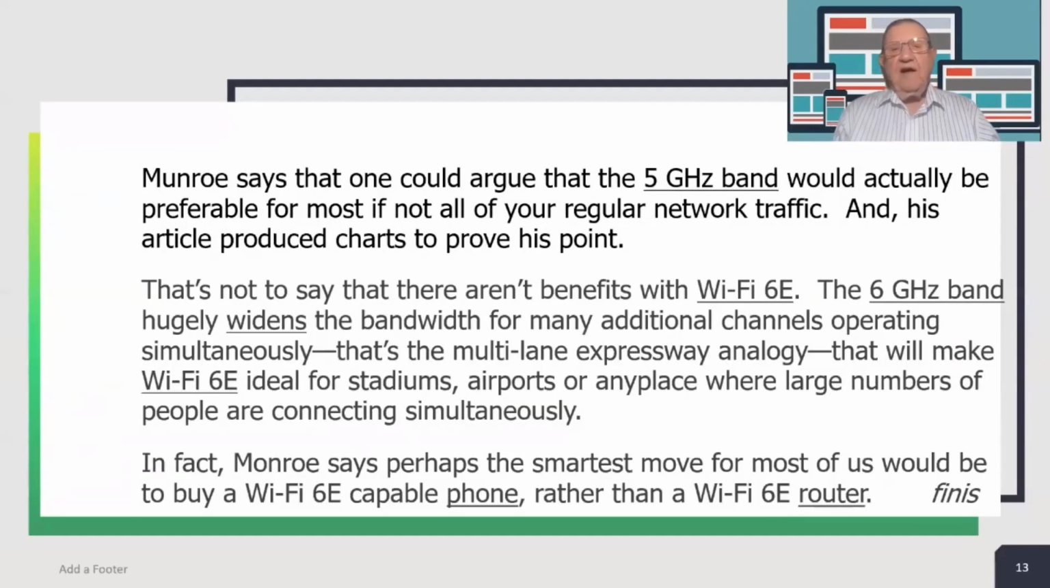Monroe says that one could figure that the 5 gigahertz band would actually be preferable for most, if not all, of your regular network traffic. And his article produced charts to prove his point. That's not to say there aren't benefits with Wi-Fi 6E. The 6 gigahertz band hugely widens the bandwidth for many additional channels operating simultaneously. That's the multi-lane expressway analogy that will make Wi-Fi 6E ideal for stadiums, airports, or any place where large numbers of people are connecting simultaneously.